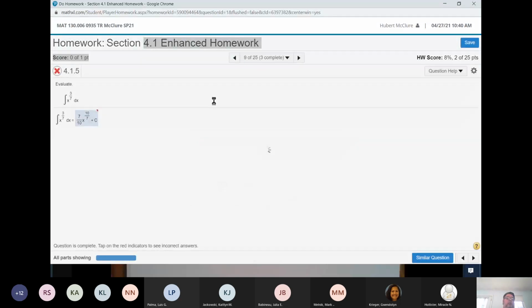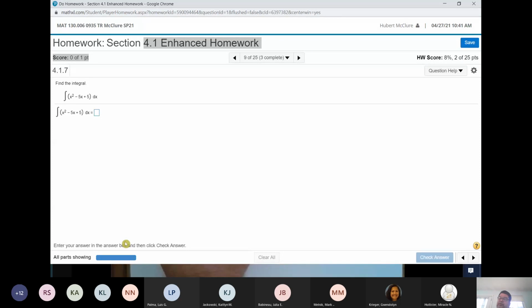Next question. Okay, we did one like this one also. Go ahead and do it. Antiderivative of each of those. Now, you don't have to separate them. You can do them in your head if you want to, but I'm going to separate them just for the ones that have never seen this before.